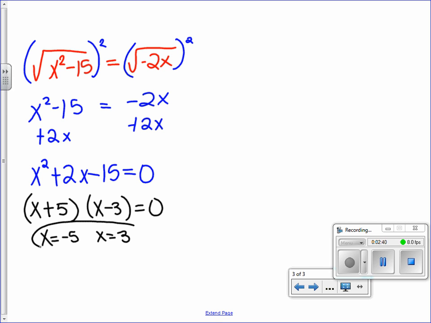Why do both of these work, but sometimes they don't work? On this one, did I introduce an x? No. Why do I have 2 answers here? The problem started out with an x squared. When we get those extraneous solutions, it's because we're introducing an x.